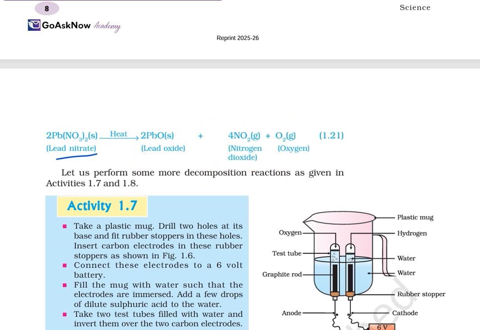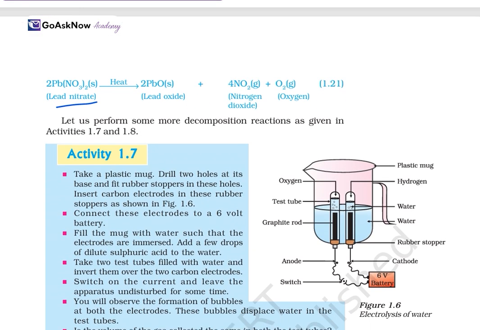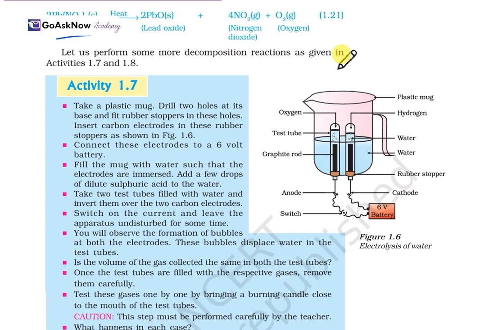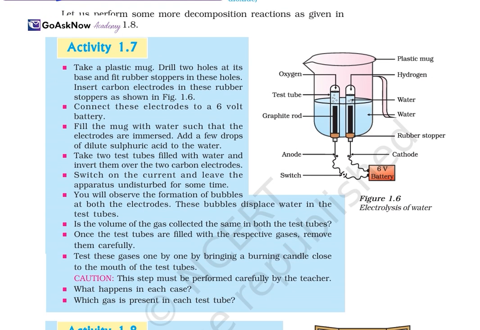So now this is another experiment. Now let us perform some more decomposition reactions as given in the activity. Now we'll study the decomposition reaction more deeply. So firstly, take a plastic mug, drill two holes in the base and fit a rubber stopper like this. In these holes insert the carbon electrodes. Connect these electrodes to a 6 volt battery as shown in the figure. Now fill the mug with water such that the electrodes are immersed, and add a few drops of dilute sulfuric acid to the water.